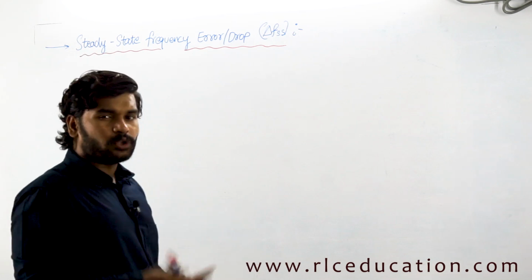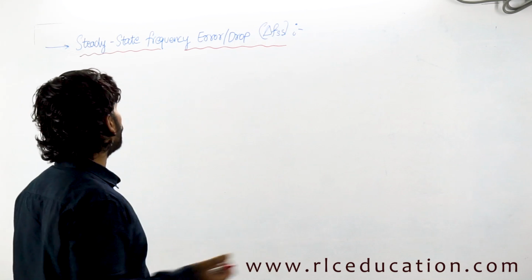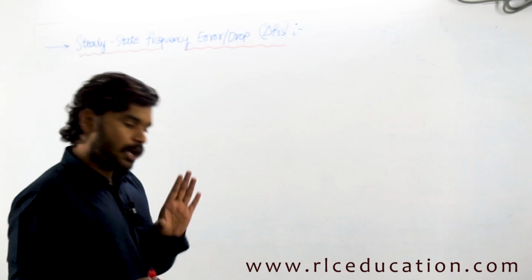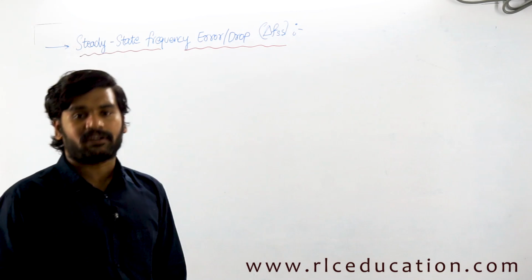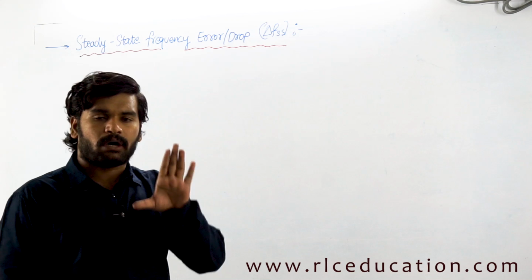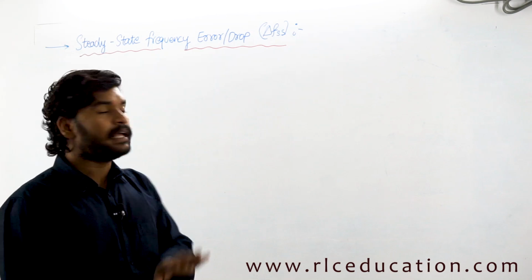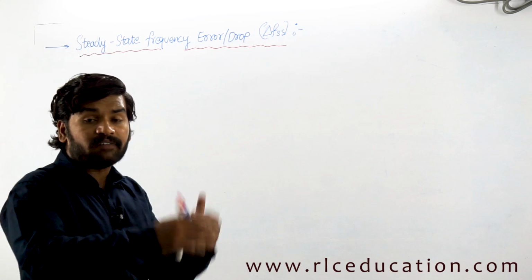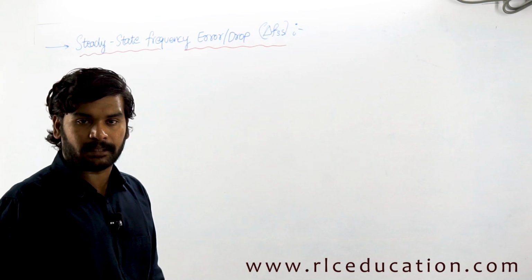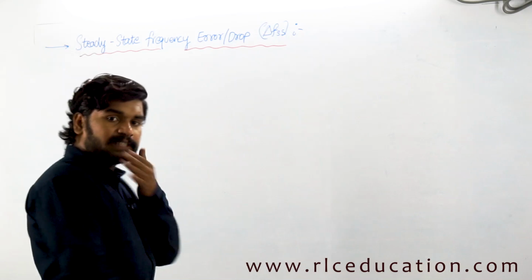So assume that there is no integral controller over here. If there is no integral controller, there will be some steady state error or steady state difference or frequency drop in the system. So now the questions will be framed in this way. He will ask you to find out what is the frequency of the system after the load frequency control has taken place, after the governor action has taken place.